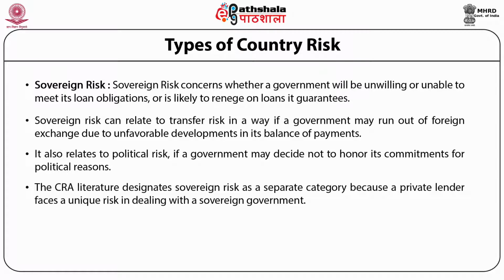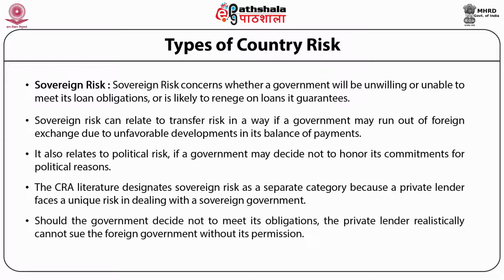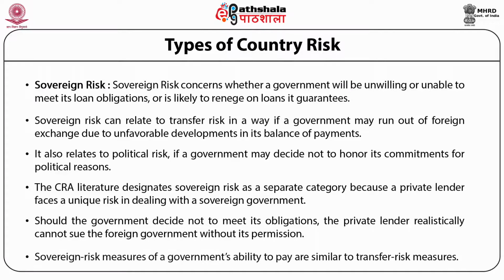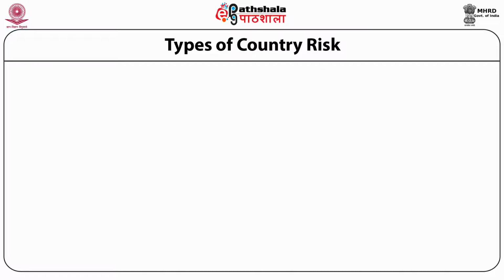The CRA literature designates sovereign risk as a separate category because a private lender faces a unique risk in dealing with a sovereign government. Should the government decide not to meet its obligations, the private lender realistically cannot sue the foreign government without its permission. Sovereign risk measures of a government's ability to pay are similar to transfer risk measures. Few quantitative measures exist to help in assessing political risk.